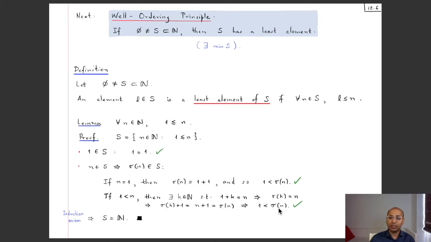In other words, 1 is strictly less than sigma n, so 1 is less than or equal to sigma n, and so this holds with n replaced by sigma n. So again I have got that sigma n belongs to S. And so whenever n belongs to S, we have shown that sigma n belongs to S. Moreover, we also know that 1 belongs to S. So by the induction axiom, S is equal to N, and that proves the statement of this lemma, that for all natural numbers n, 1 is less than or equal to n.